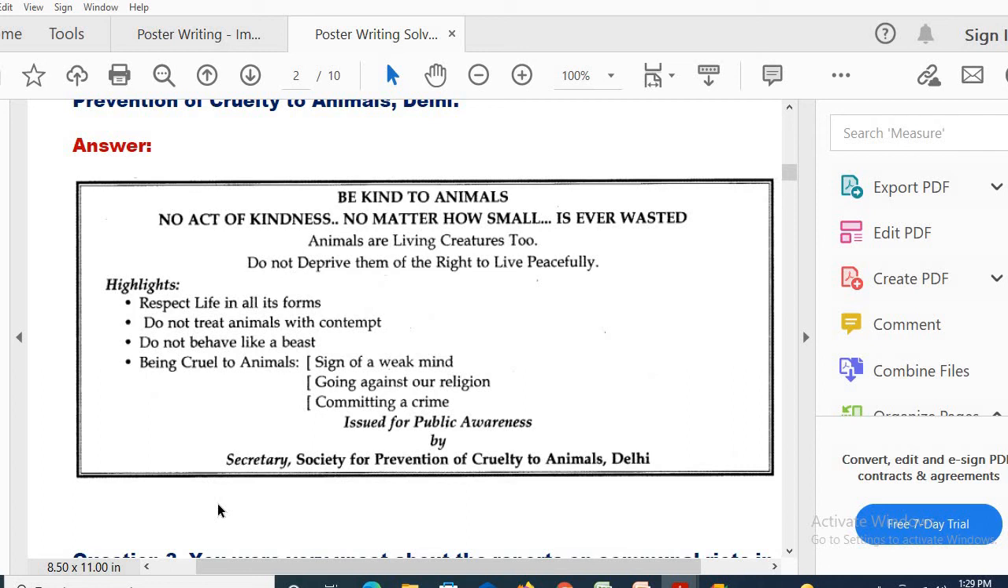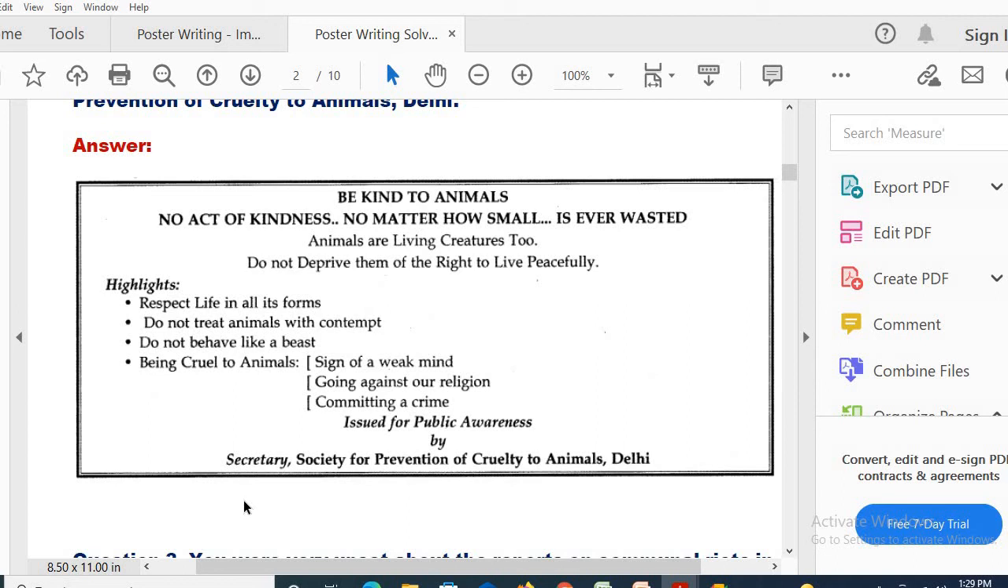How you will make it decorative, how you will make it visually stunning or attractive, it depends on you. But remember, visually stunning and attractive is not the only thing. The point should be there. The content should be there properly. The content is the real king. So the content should be given properly.